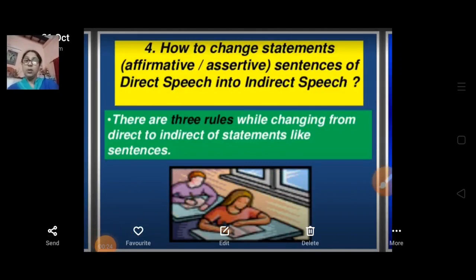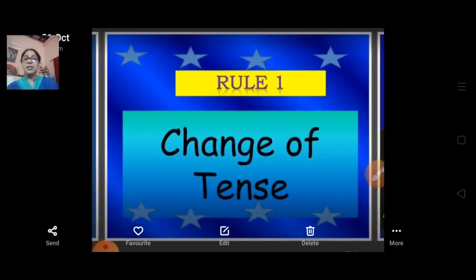There are three rules while changing from direct to indirect speech for statements, like sentences. Rule number one is change of tense. As we know, there are three tenses: present tense, past tense and future tense, and each tense has four parts. So, simple present tense, present continuous tense, present perfect tense, and present perfect continuous tense. Let's learn how to change direct to indirect sentences. The first rule of changing is change of tense.